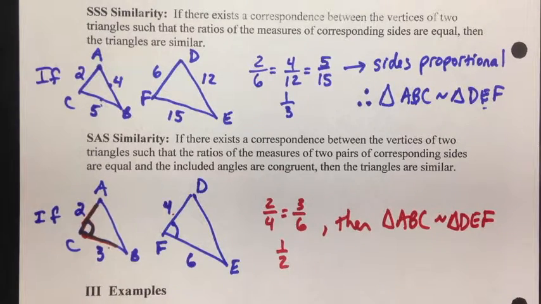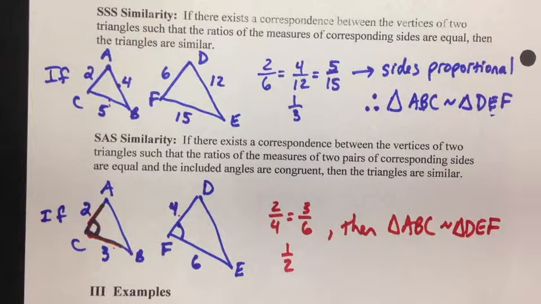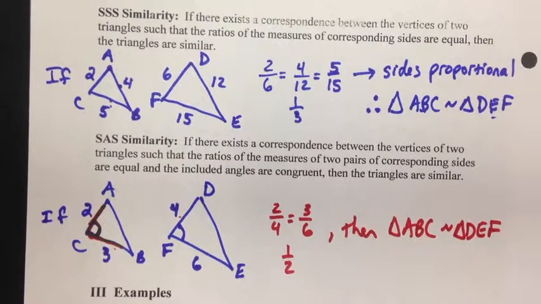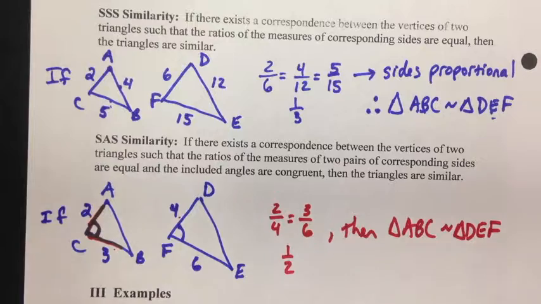So we've got angle-angle, side-angle-side, side-side-side. Those are the three postulates that will prove triangles similar. That's the end of part 1. So let's move on to part 2 and we'll look at the examples.